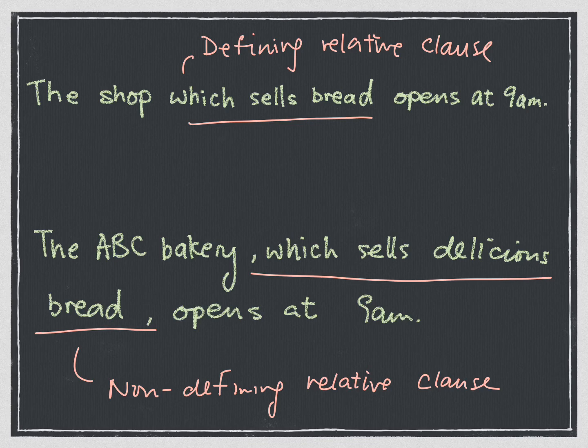And the second sentence, the second relative clause, the ABC Bakery. Well, you've already known that we're talking about the ABC Bakery. So, this relative clause is not to define which bakery we're talking about. It is just to give extra information about this bakery, which sells delicious bread. Okay? And it opens at 9. So, this relative clause is a non-defining relative clause. It's not to define the bakery, but to give extra information about it.